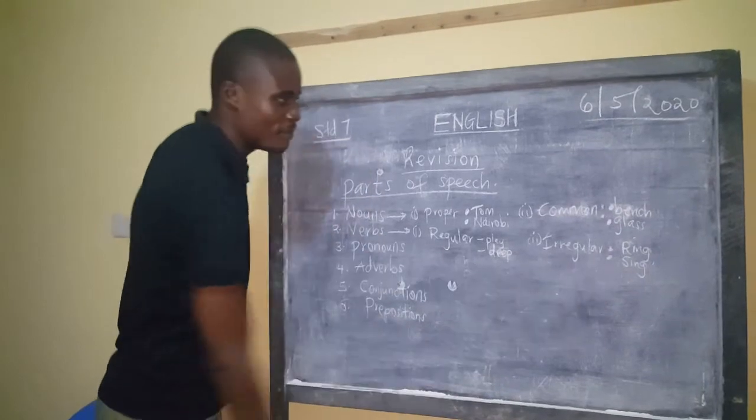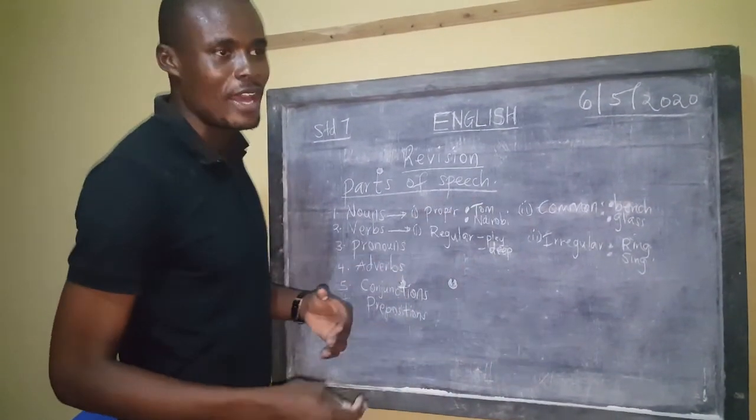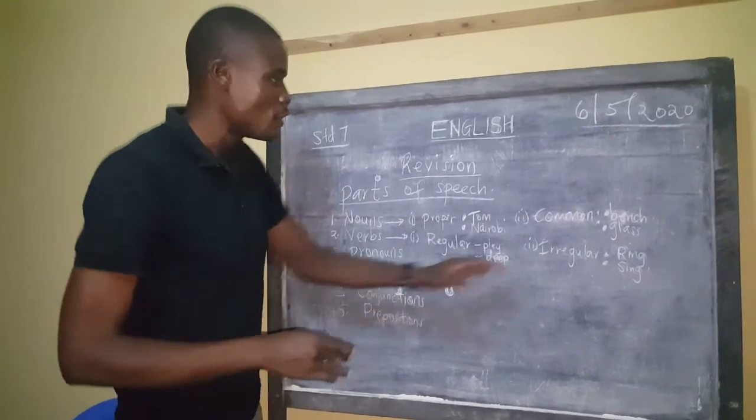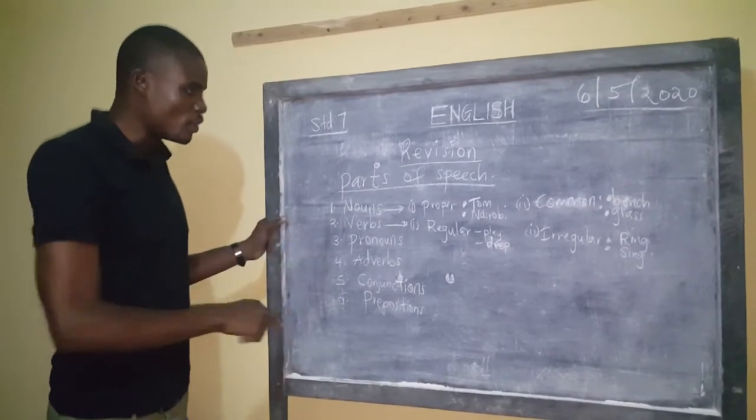Then we have irregular verbs. We talk of ring. The past tense becomes rang with an a, and rung with a u in the past participle. Those are irregular verbs. Then we go to pronouns.